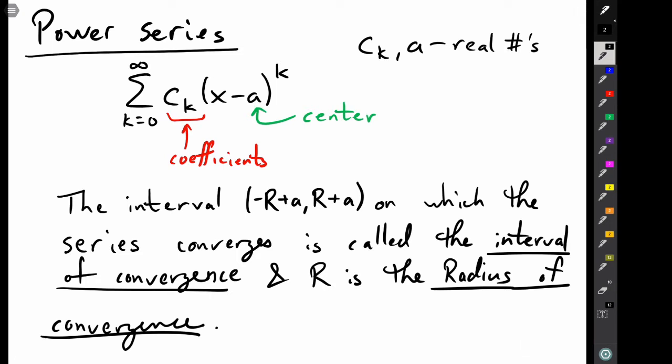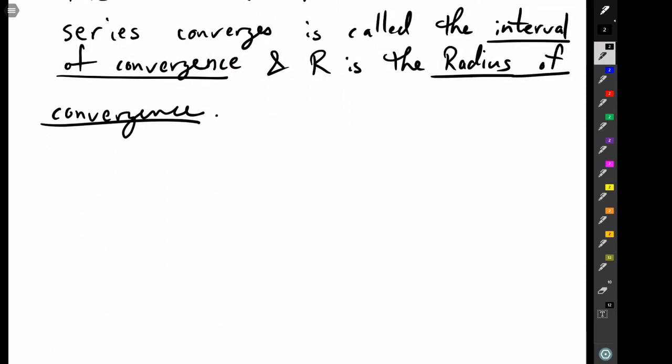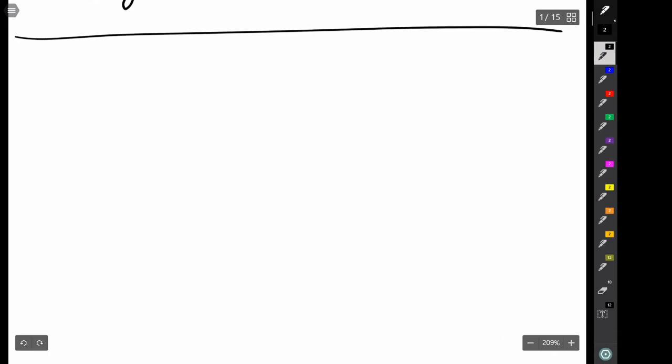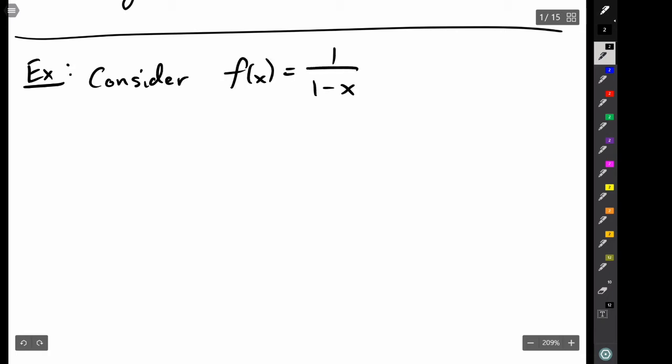So this is just a little overview of what we're getting into. Let's go ahead and see an example of representing a function as a power series. What's one way we can represent a function as a power series? Well, let's consider f of x equals 1 over 1 minus x. That's a perfectly nice function here. So how can we get a power series for this?